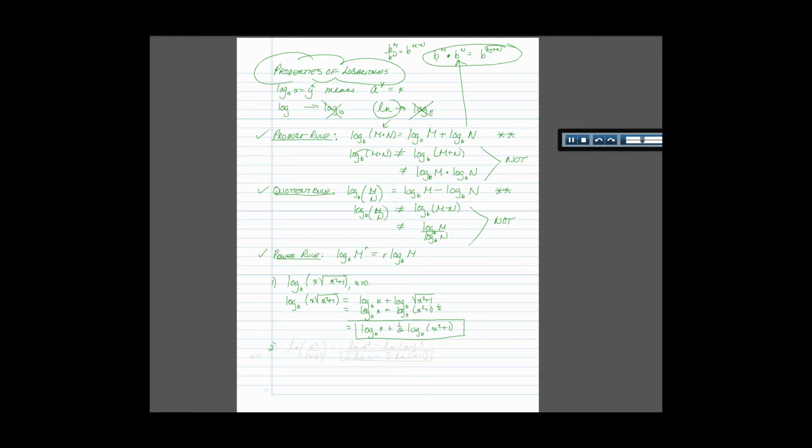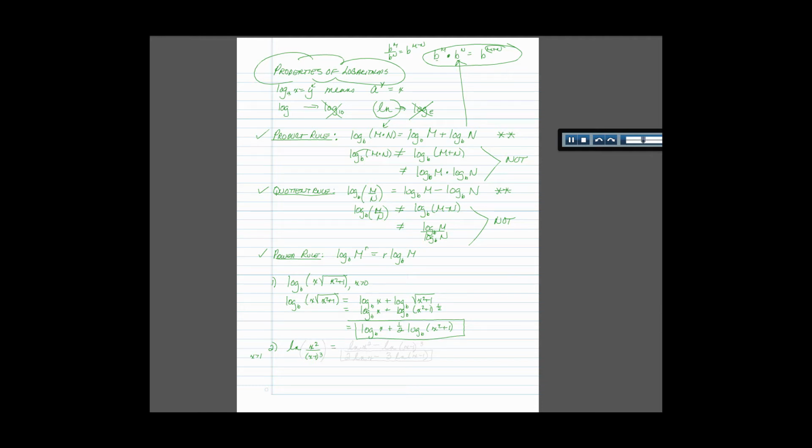Alright, let's look at example 2. It says write ln of (x squared over (x minus 1) cubed) as a difference of logs. And here we know that x must be greater than 1 so that we don't have 0 in the denominator. Express all powers as factors.